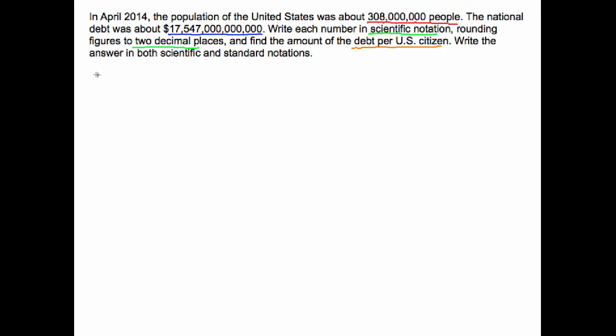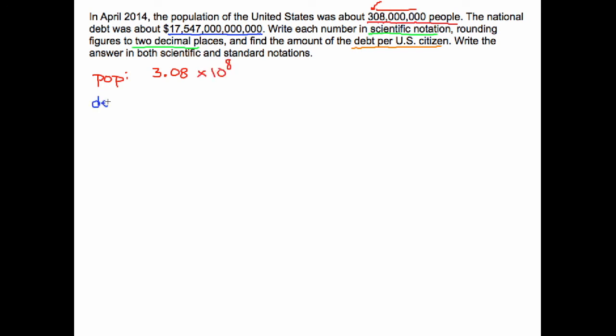Let's start with the population of the United States. The population of the United States is 308 million. So to write this in scientific notation, I would write 3.08. I'd put a decimal point just to the right of the first non-zero integer. And then it looks like I'm sliding the decimal point a total of 8 places. So times 10 to the 8th.